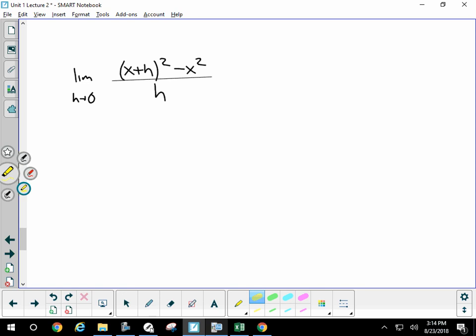Try this one, either way. You will get an answer that involves x's. Okay, you have 2 variables, but the limit is h approaching 0. So you'll eventually plug in 0 for h. Go ahead and give it a shot.